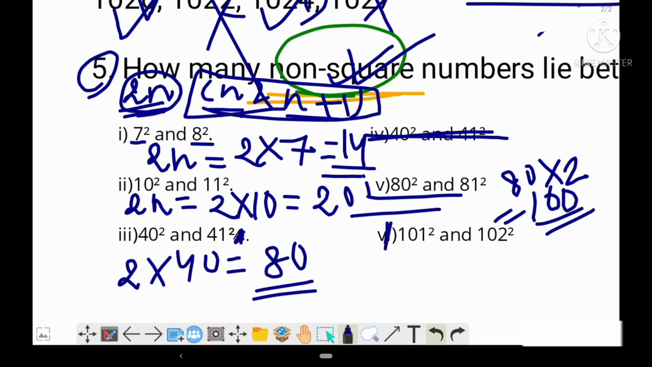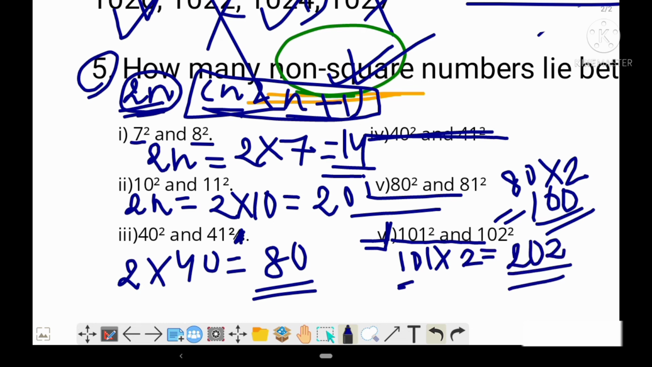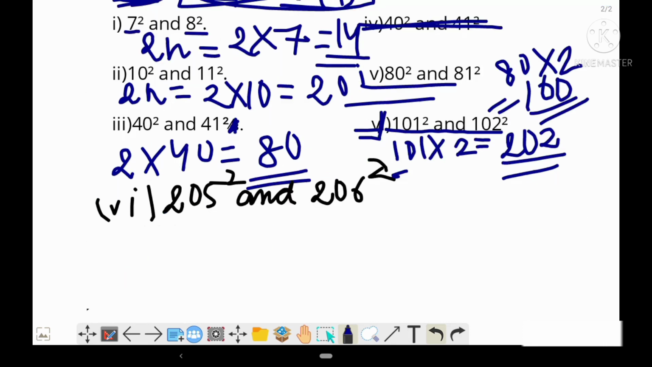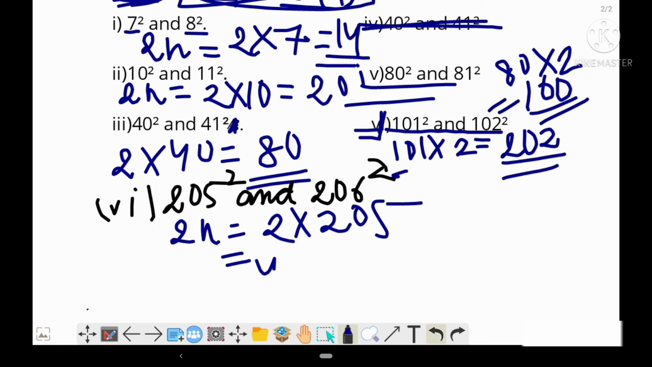And this is your fifth one, 101 square and 102 square. So 101 into 2 means 202 non-square numbers lie between 101 square and 102 square. And the sixth is 205 square and 206 square. So again 2n, so 2 into 205, which is 410 non-square numbers lie between 205 square and 206 square.